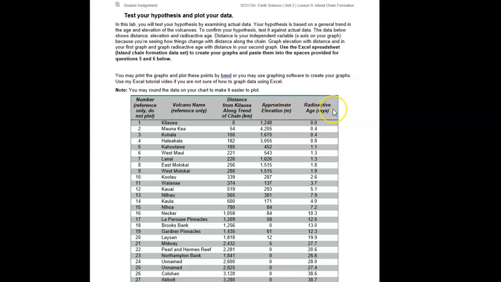And this age is using radioactive data. Rock samples were collected from the different islands and analyzed for the radioactive material that was contained in them, sort of like carbon dating. That was used to calculate an age of the islands. And the MYA stands for millions of years ago. So the island was formed this many millions of years ago.